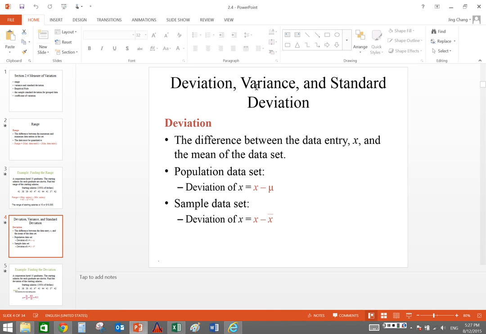Variance is based on deviation, so let's introduce deviation first. Deviation is the difference between the data value entry x and the mean. So for a population dataset, that'll be x minus the population mean. If you have a sample dataset, that'll be x minus x bar, which is the sample mean.